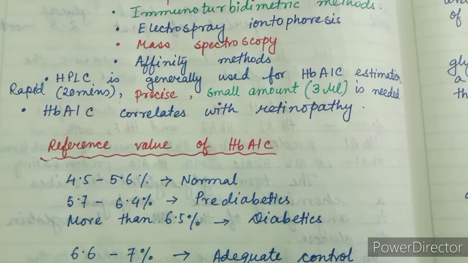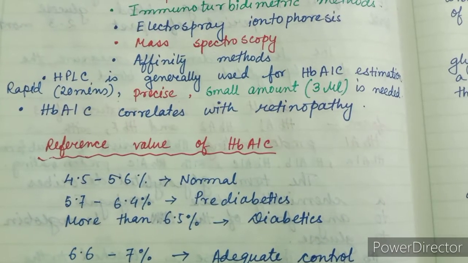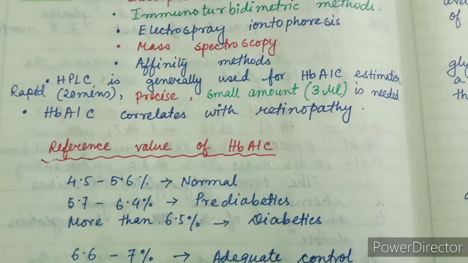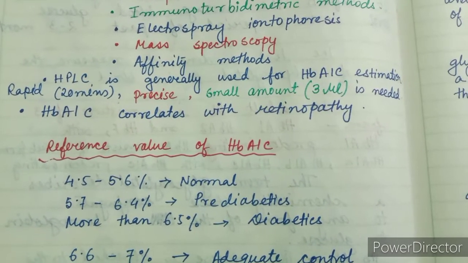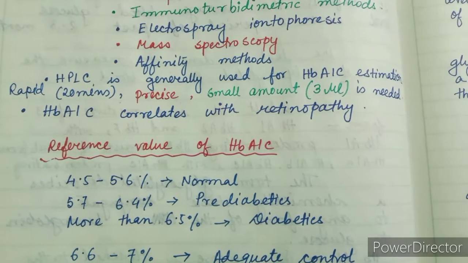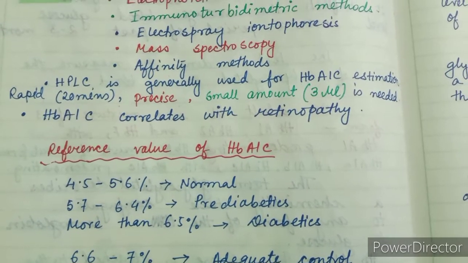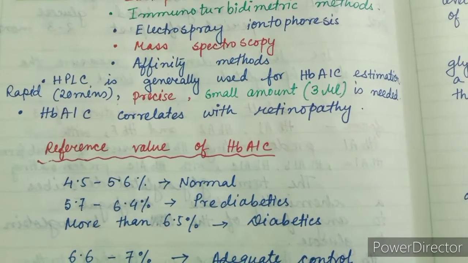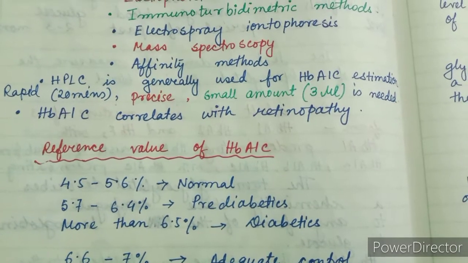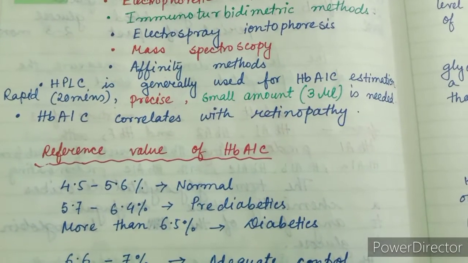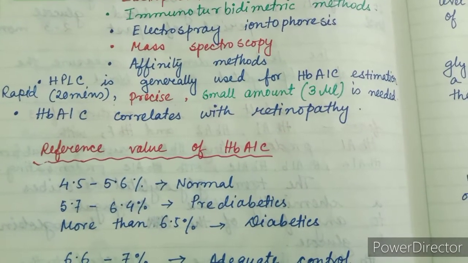The coefficient of variation, that means the chance of any wrong interpretation, is only 5 to 10%, and a very small amount is needed. Only a 3 microliter sample is needed. HbA1c correlates with retinopathy.